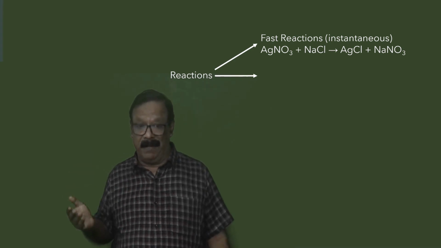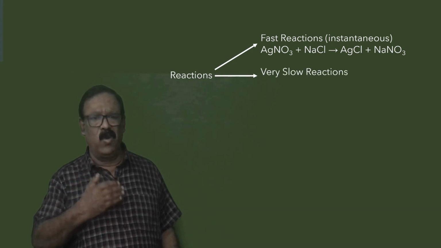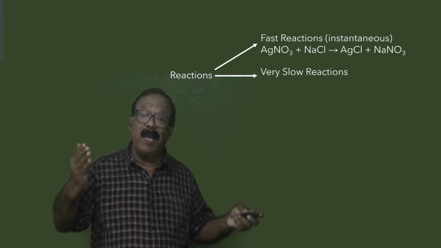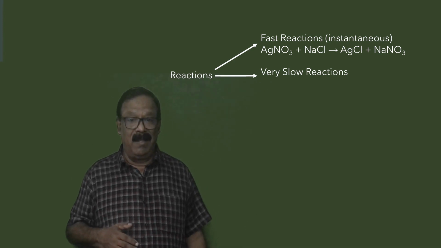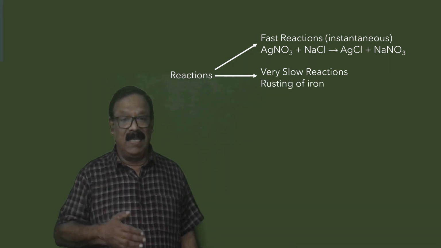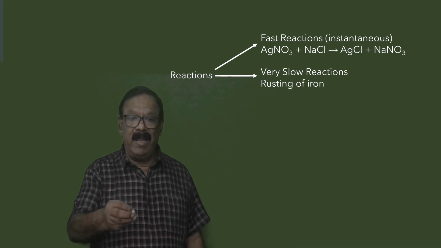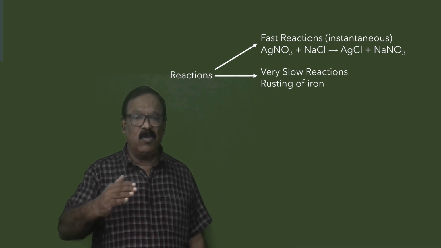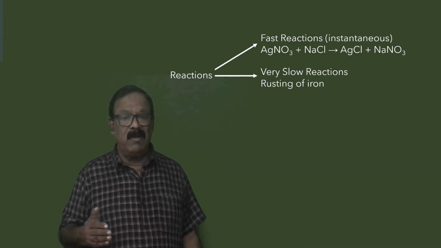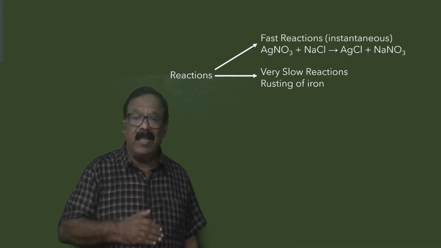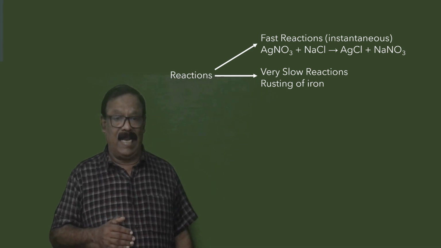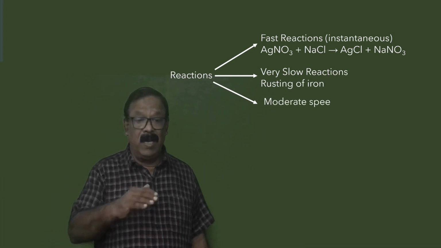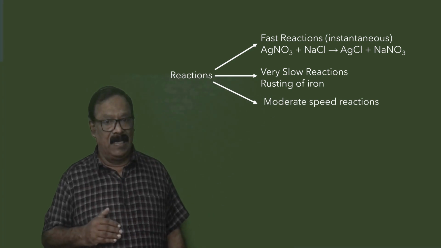Second is the other extreme, slow reactions, very slow reactions. This reaction will take days and sometimes months or sometimes years for completion. For example, rusting of iron. It will not be over in a day or two. Fermentation reactions are also very slow, so it is very difficult to measure the rate of these types of reactions. And third type is the common reaction, which has a moderate speed.